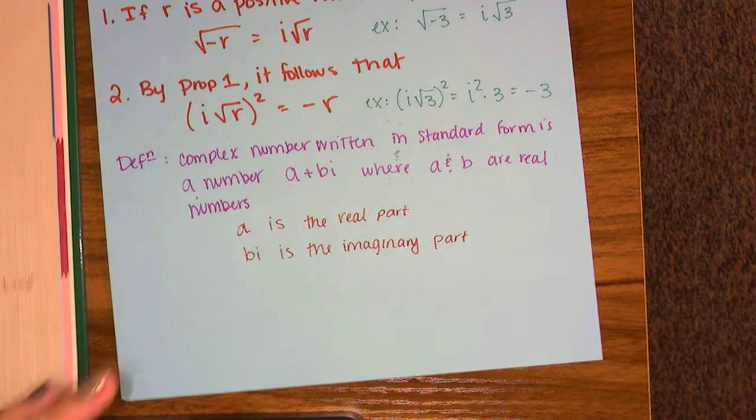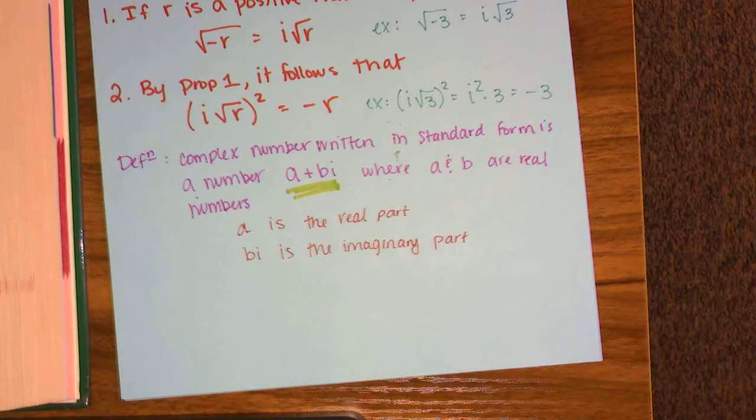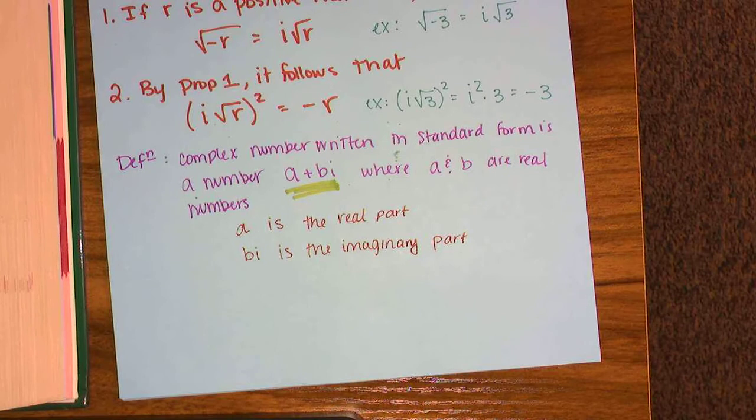So if I tell you to write your answer in standard form, not optional, it has to be written that way. a plus bi in that order. If you write bi plus a, I will take a point off. Okay, it has to be written a plus bi.